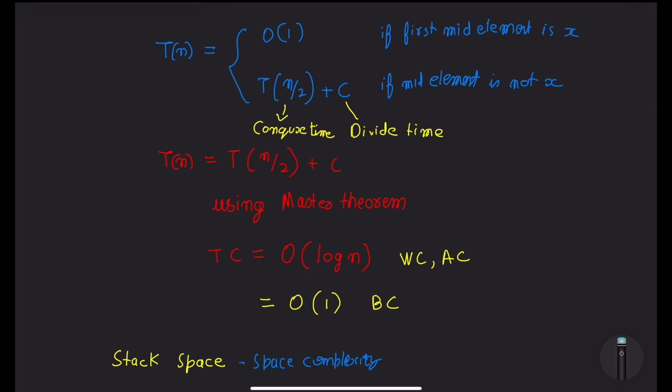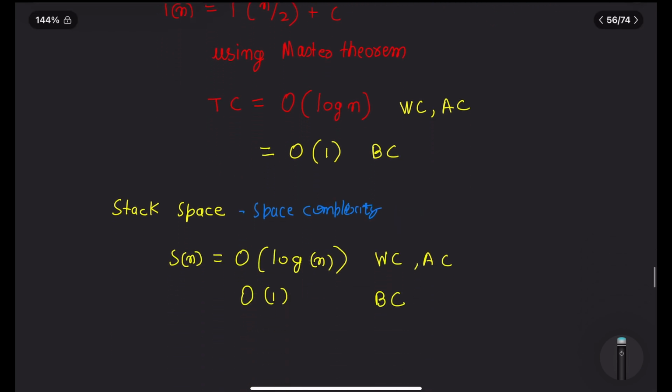Big O of log n will be the worst case and the average case time complexity, and big O of 1 will be the best case time complexity, when the mid element is itself x. Coming to the space complexity, we are using recursion, and recursion will take stack space to store the function calls. Here we are dividing the array into two parts every time, so the number of function calls will be log n, and so the space complexity will be log n in the worst case and average case, and it will be big O of 1 in the best case.